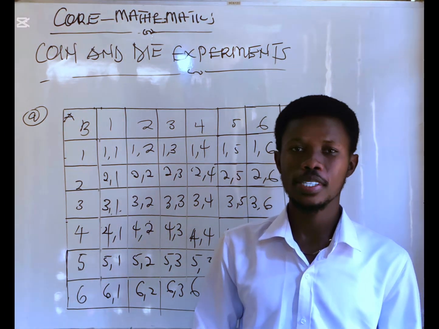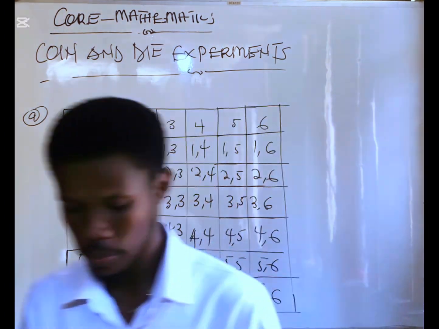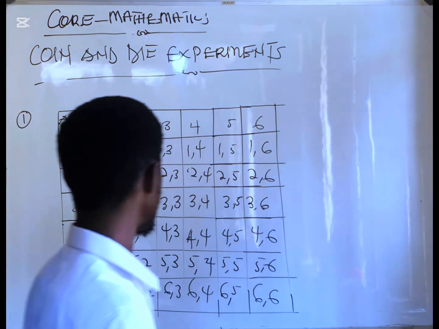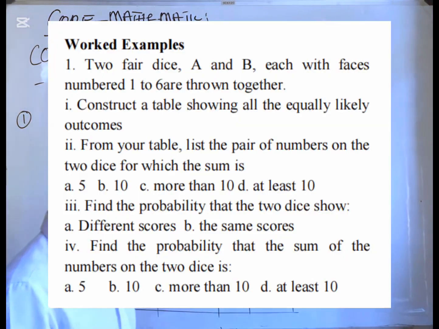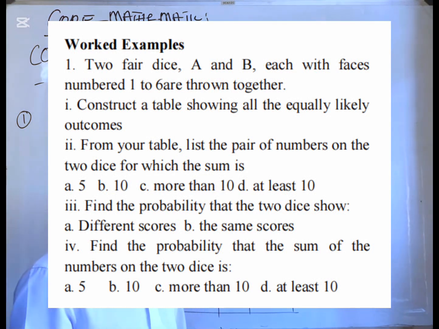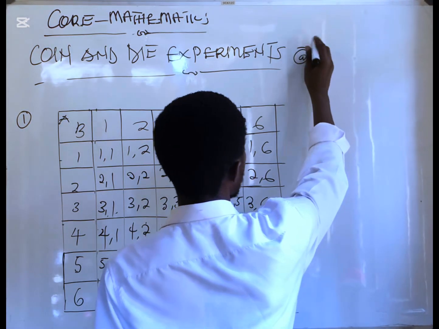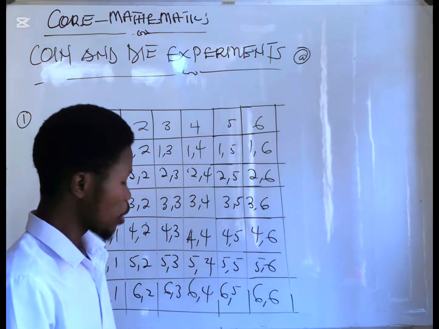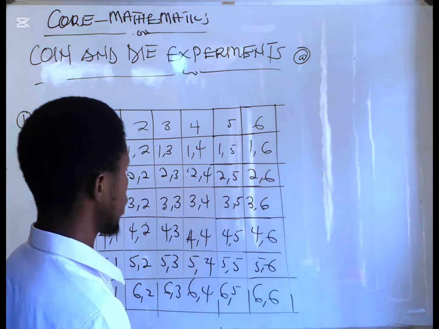So now we're going to solve the subsequent questions that we have. Let's start with the II. The II said, from your table, list the pair of numbers on the two dice for which the sum is 5. So the first one, that's the A. You want the one for which the sum is 5.